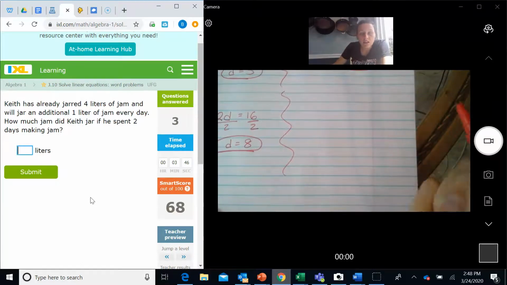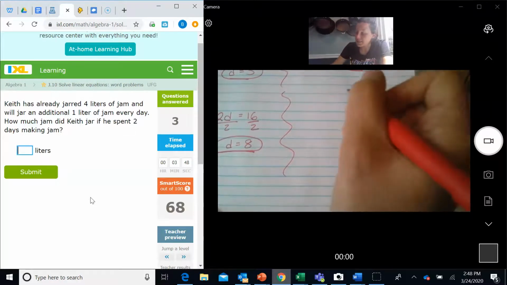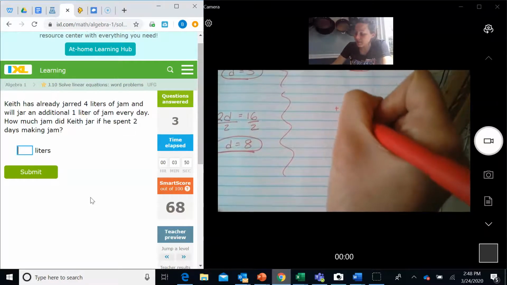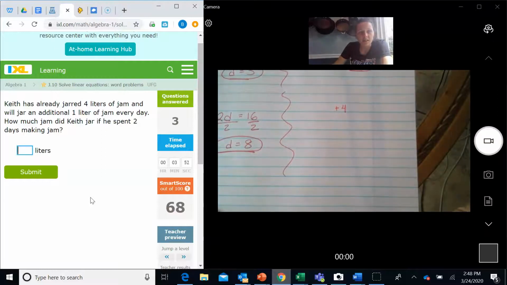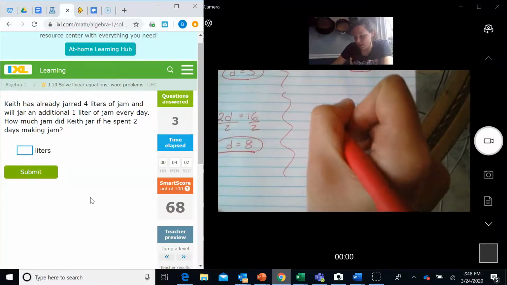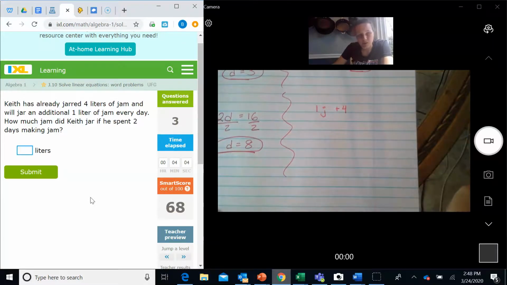So, he's already jarred 4. That means that we put a plus 4 at the end. And then each jar has an additional 1 liter of jam every day. So 1 jar per day, right? How much jam did Keith jar if he spent 2 days making jam?